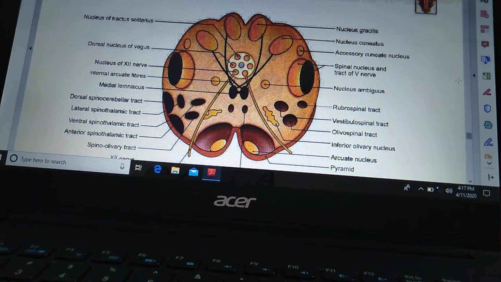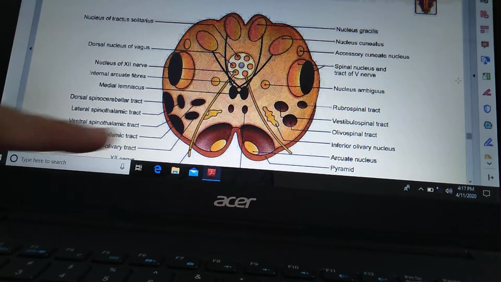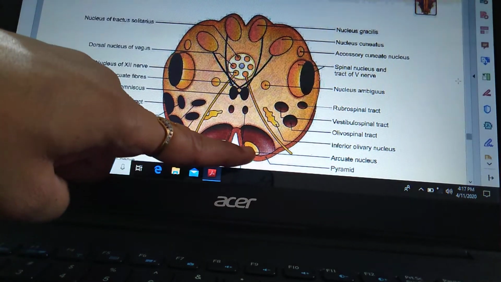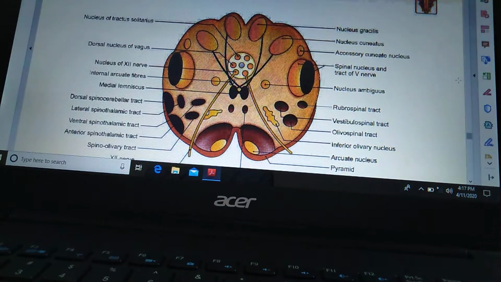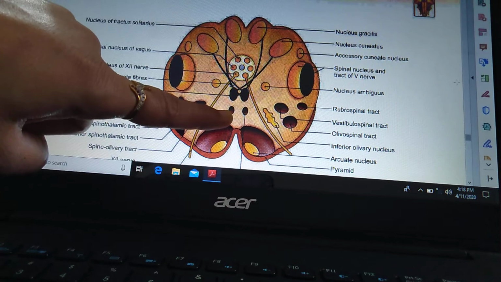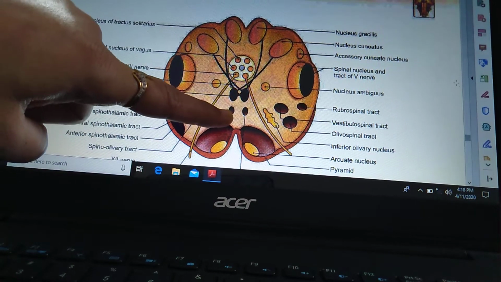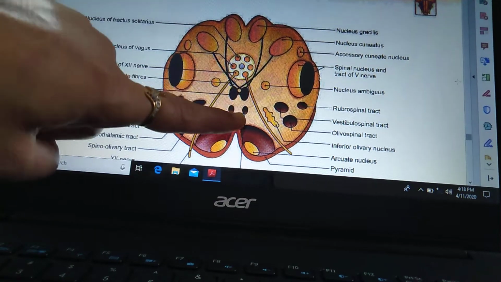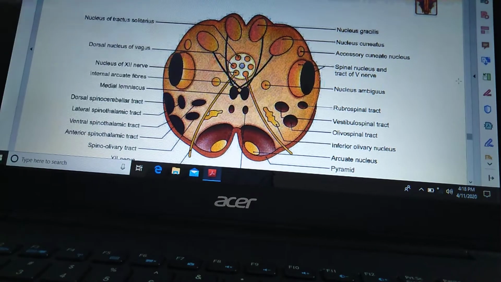In the lemniscus, the body is represented with the head posteriorly and the feet anteriorly. The pyramidal tracts, they lie anteriorly. Here you can see the medial longitudinal bundle, it lies posterior to the medial lemniscus. This is the medial longitudinal bundle that lies posterior to the lemniscus.